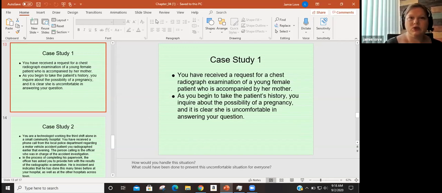Let me get back over to Zoom so I can put you in breakout rooms. These scenarios are in your book.